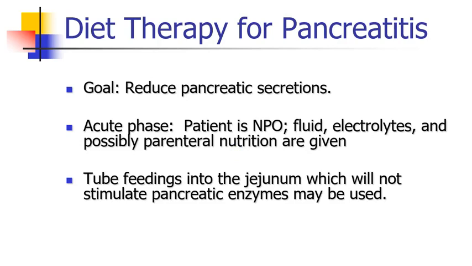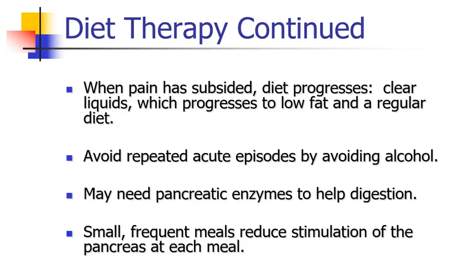Diet therapy. So we need to reduce pancreatic secretions. So NPO, fluids, electrolytes, possibly TPN, tube feedings into the jejunum because they won't stimulate pancreatic enzymes. And then progress from clear liquids to regular. They need to avoid alcohol. They may need to take pancreatic enzymes to help with digestion. They need to have small, frequent meals to reduce the stimulation of the pancreas at each meal.